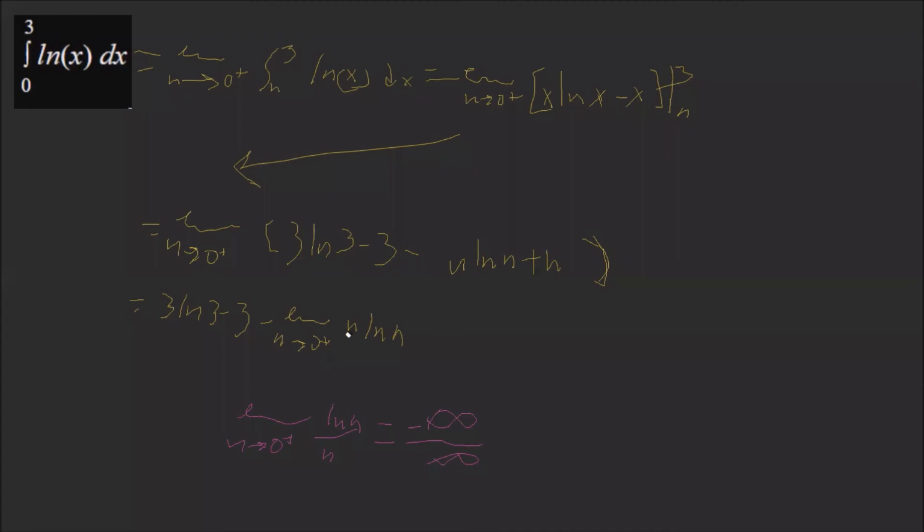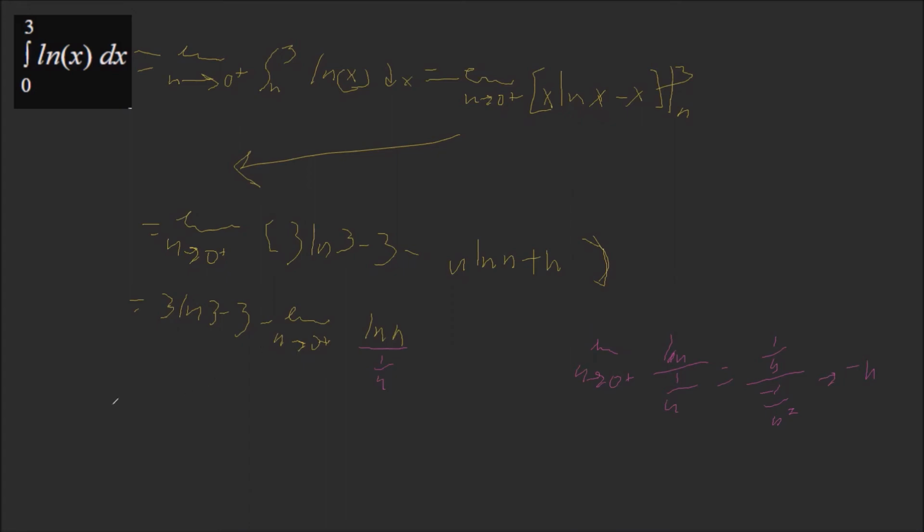We're going to rewrite this term over here as natural log n over 1 over n. And bear with me because I'm not going to write out the full proof for L'Hopital's rule because this isn't an AP test. But I am going to say that the limit as n approaches 0 from the right of natural log n over 1 over n is equal to 1 over n over negative 1 over n squared. Therefore, I think this is equal to negative n.